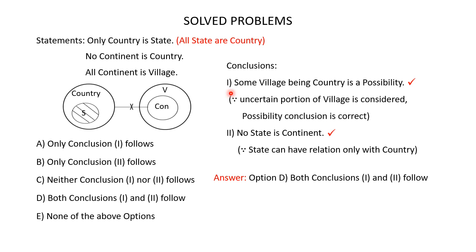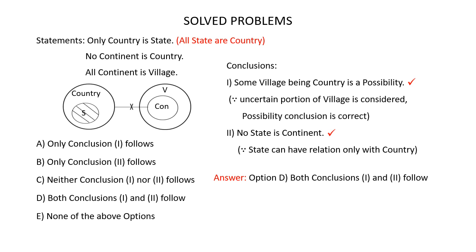Conclusion 1. Some village being country is a possibility. So in this Venn diagram, you have village here and country here. Now clearly you can see here that this portion of village is continent, and continent cannot have any relation with country. Now conclusion 1 says some village being country is a possibility. Now for that to happen, we have to consider this portion of village. Now this portion of village is the uncertain portion of village. Now here, since we are considering the uncertain portion of village, and since conclusion 1 is a possibility conclusion, the conclusion some village being country is a possibility is treated as correct.